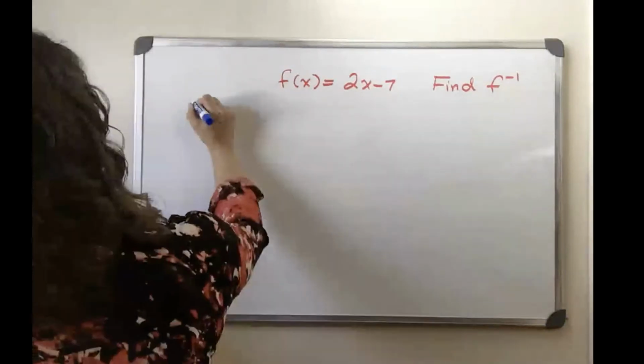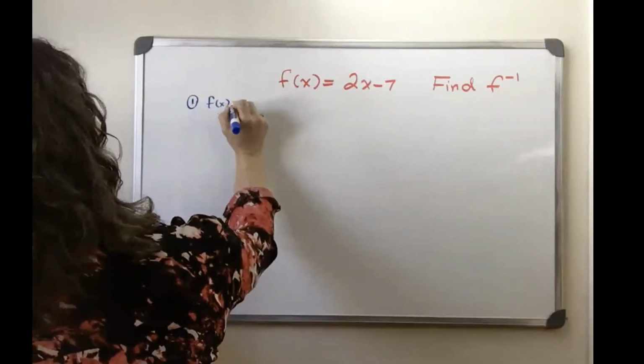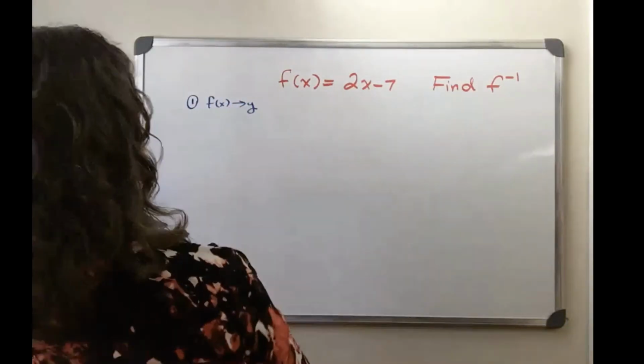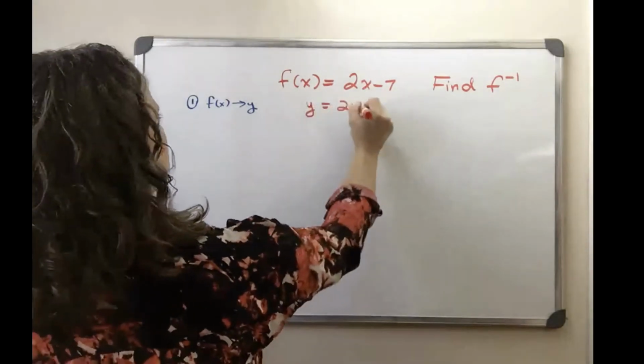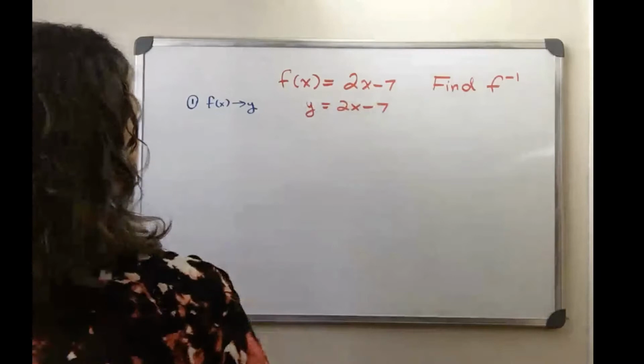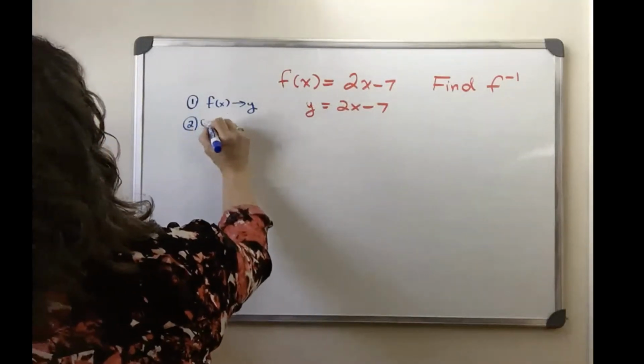So first step is a renaming step. So I'm going to turn f of x, I'm going to rewrite it as y. So y equals 2x minus 7. So kind of a silly step. Second step is where we actually create the inverse.